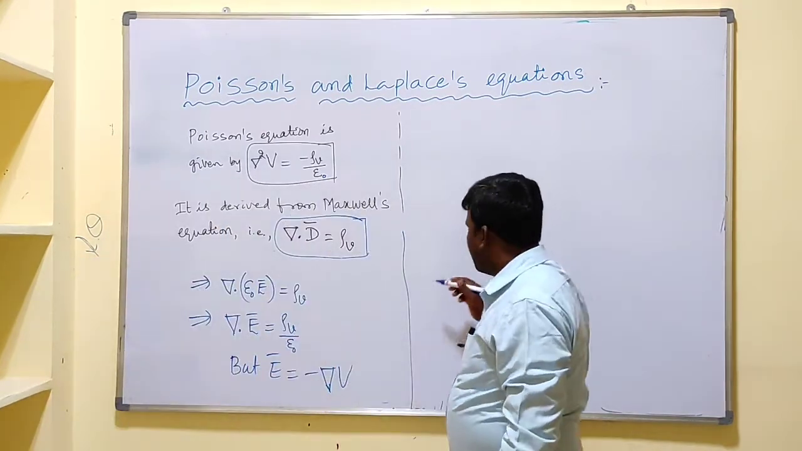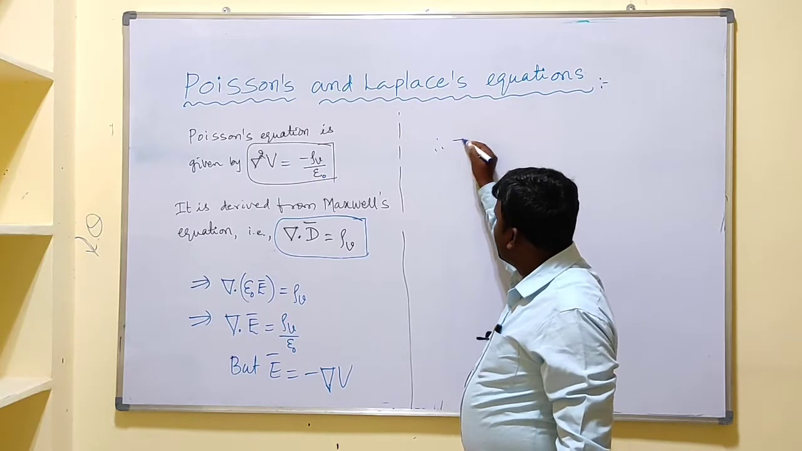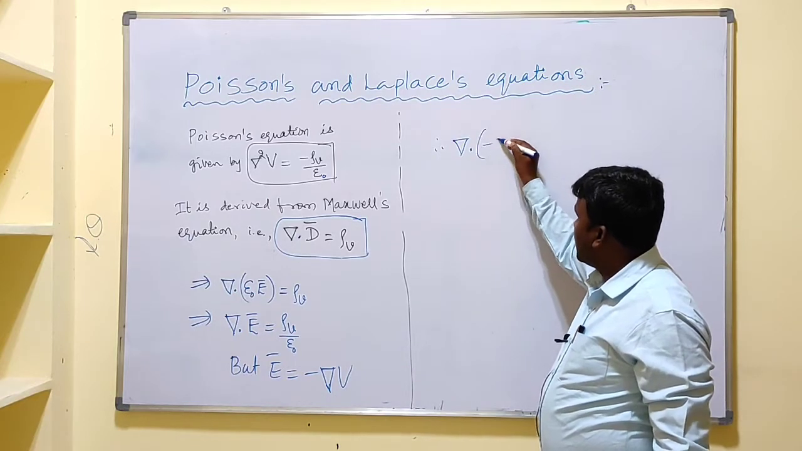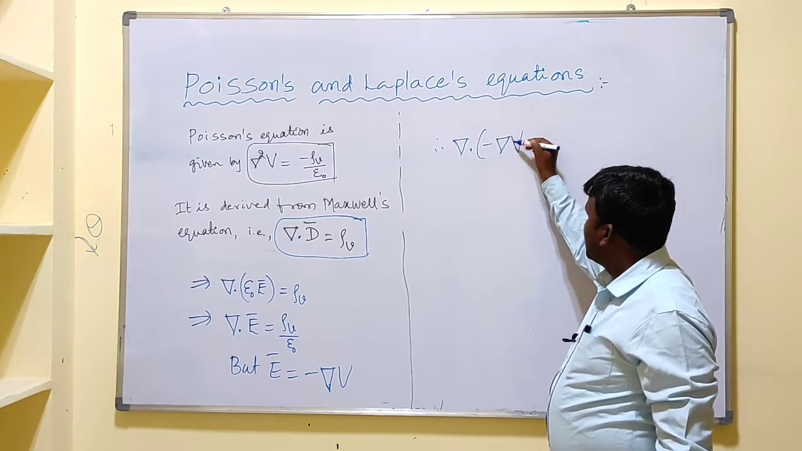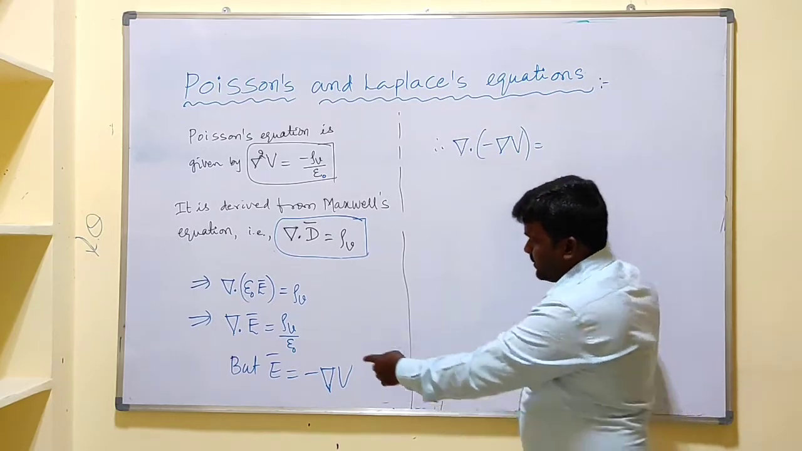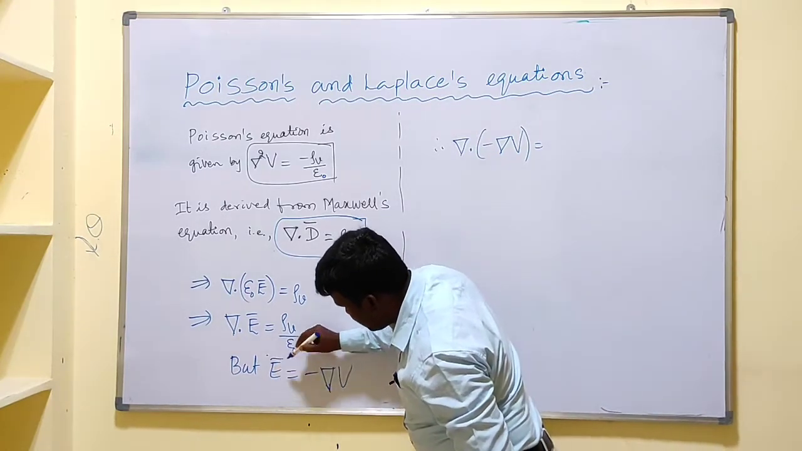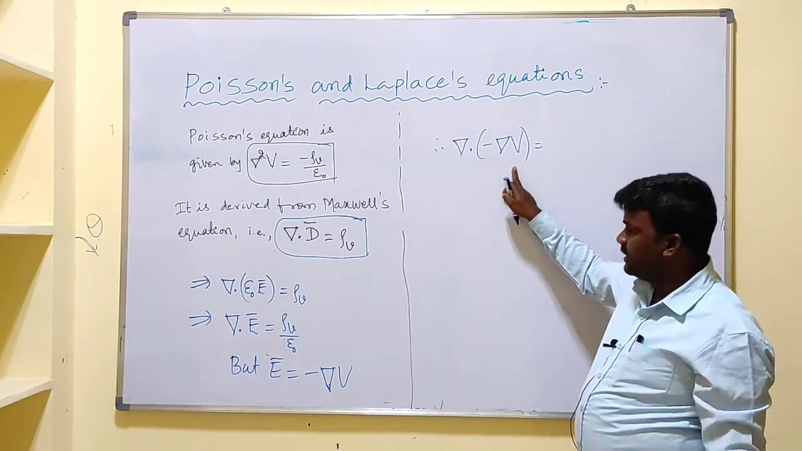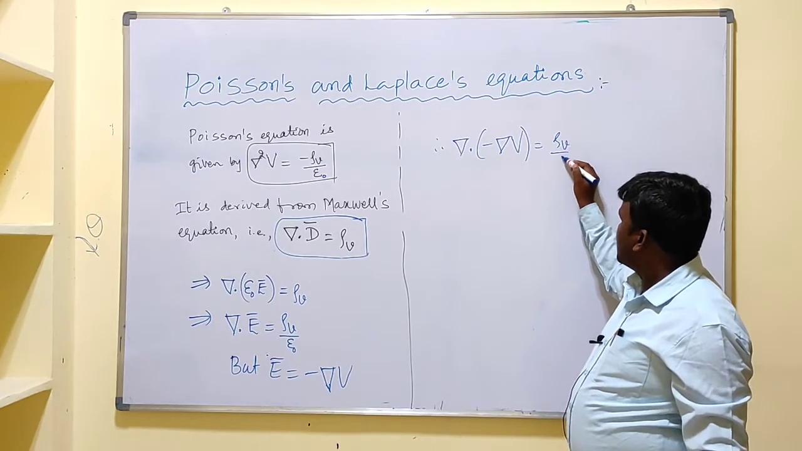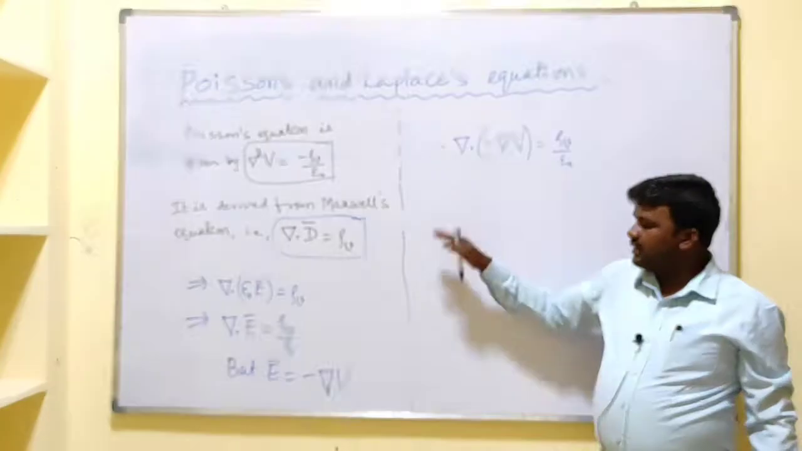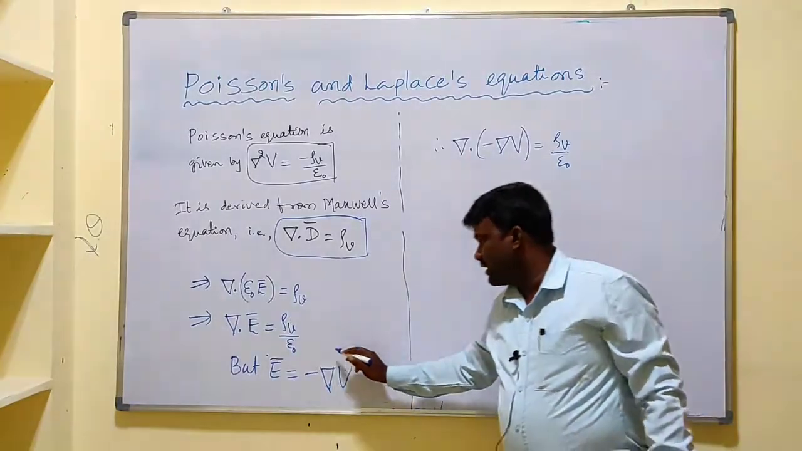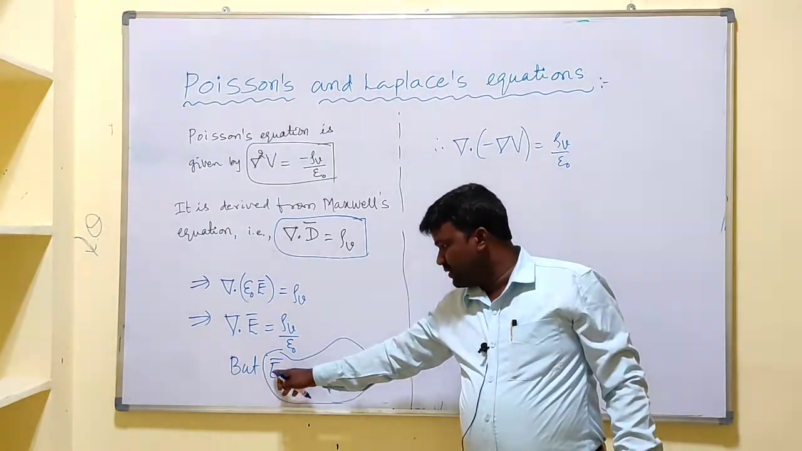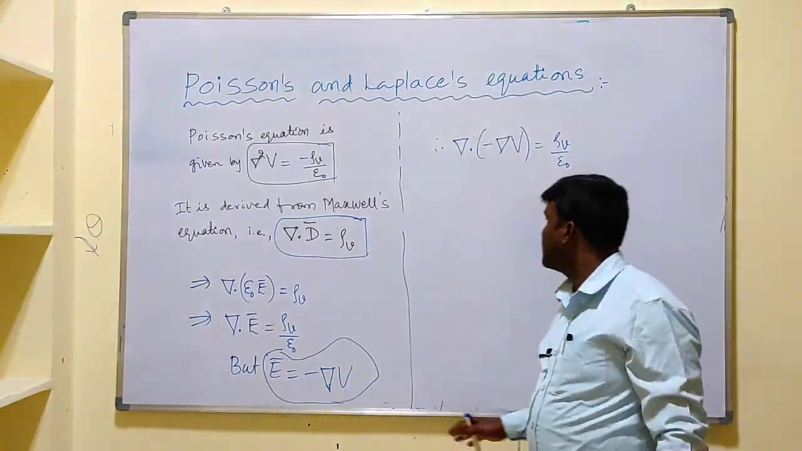Therefore, del dot E can be replaced with del dot of minus del V, equal to rho V by epsilon naught, since E equals minus del V. If you want clarification, please refer to the video titled the differential relationship between E and V.